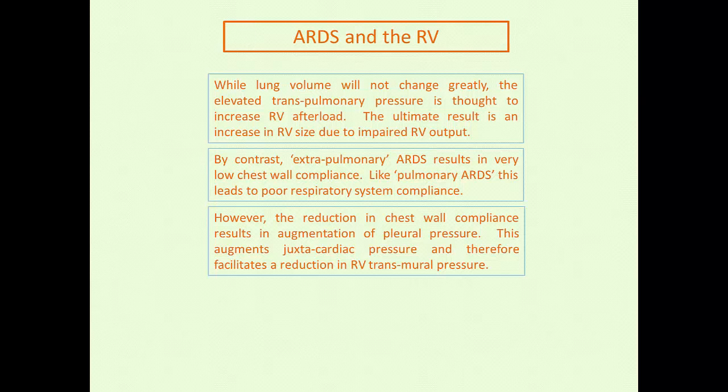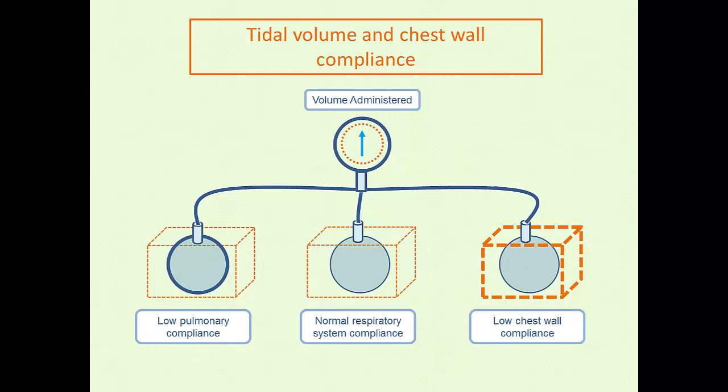So if you imagine an increase in pleural pressure, there'd be more of a preload-reducing effect. So this is my little cartoon. This is my hokey ventilator, and we're going to administer a fixed volume to all three of these situations. This is the balloon in the box analogy. This is a normal lung compliance, and this box is the chest wall compliance. This is the normal respiratory system compliance. And this you could say is extra-pulmonary ARDS. This is a poor chest wall compliance.